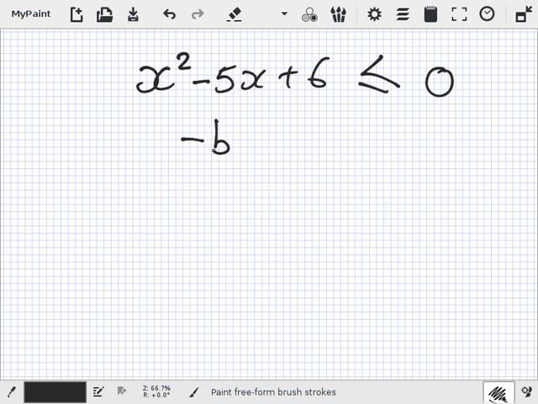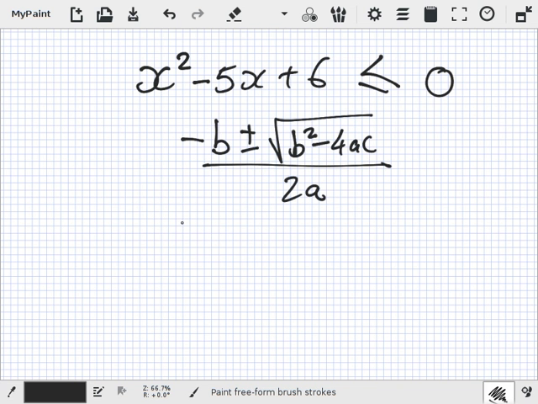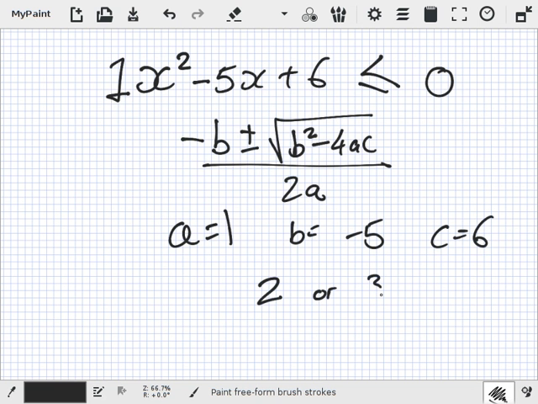Minus b plus minus square root. Yeah, it's not 4 yet. No, not yet. B squared, minus 4ac. Yeah. Over 2a. Yeah, and here the a is equal to what? 1, because it's like a 1 here. B is minus 5, and C is 6. Now I'll save you time. When you put in the numbers, you'll get 2 and 3 as the answer. Okay, so you get 2 or 3.